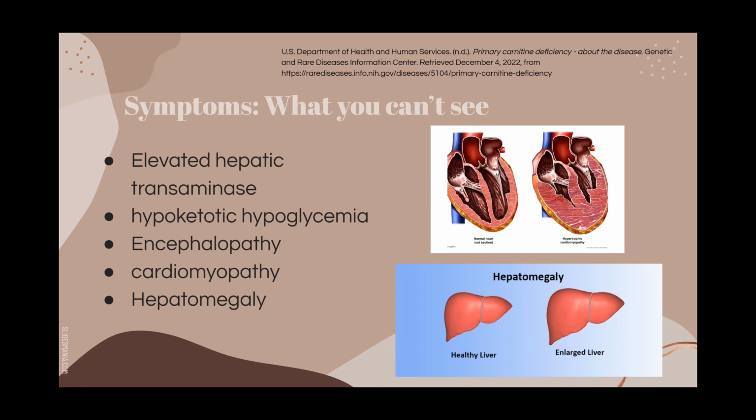Fourth is cardiomyopathy. In the upper right-hand corner of the screen, you can see what a heart looks like with cardiomyopathy. This causes some of the heart problems and cardiac arrest issues that I mentioned earlier with infant demise or simply demise of untreated individuals. Lastly is hepatomegaly. This is an enlarged liver. It is related to the elevated hepatic transaminase.